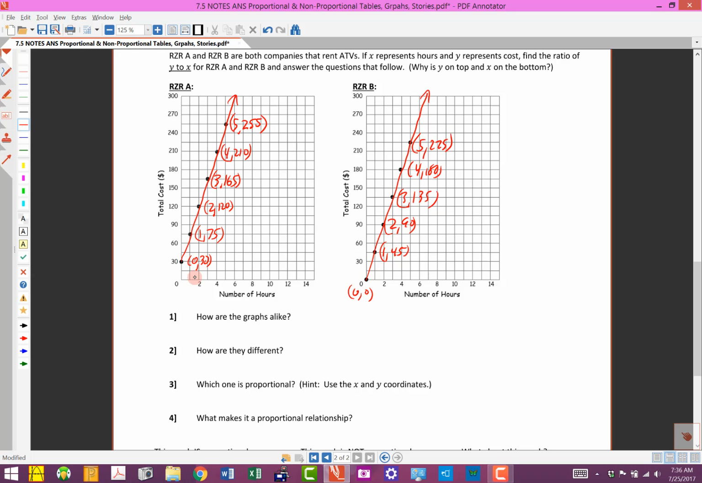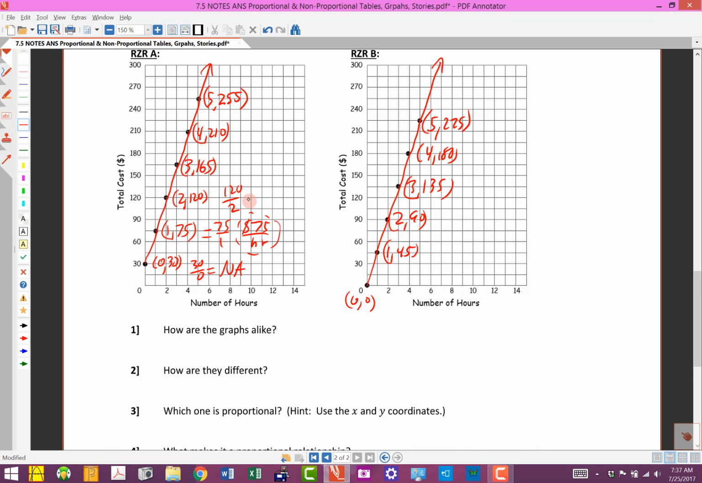Okay, now if we do the ratio for this one, this is going to be 30 over 0, which, remember, you can't divide by 0, so I'm going to write NA on that one. And then this one is going to be 75 over 1, so that's going to be $75 per hour. Go ahead and circle that one. 120 over 2, and I guess we could blow this up so it looks a little bit better. That's going to be $60 per hour. Let's make that look like we had before. 165 over 3. You'll remember that's $55 per hour.